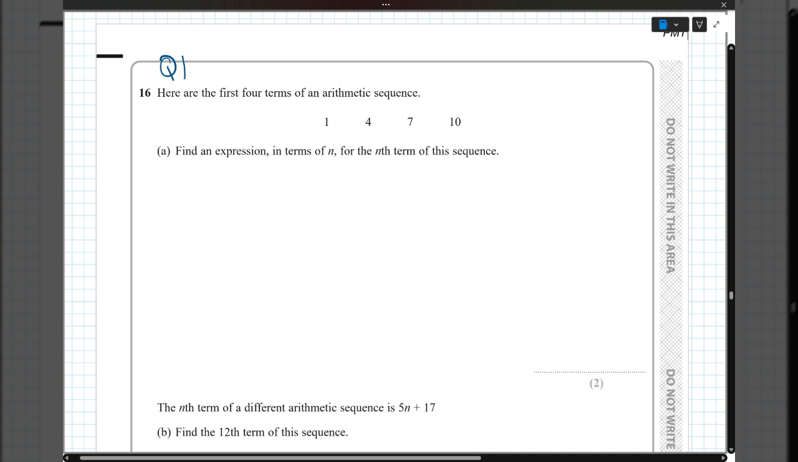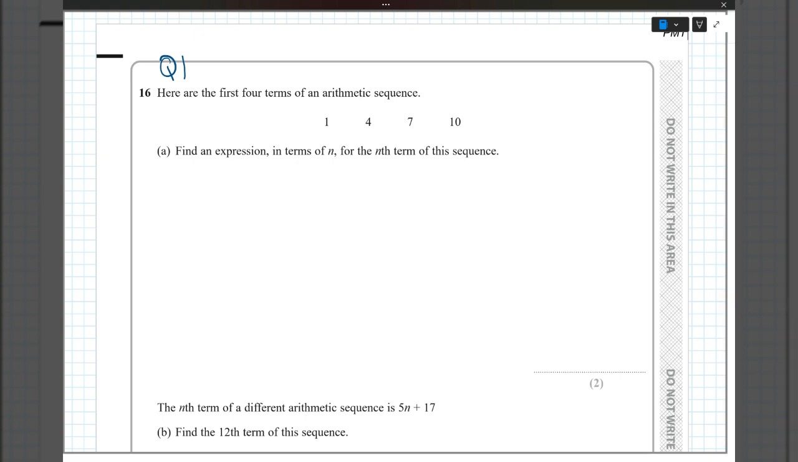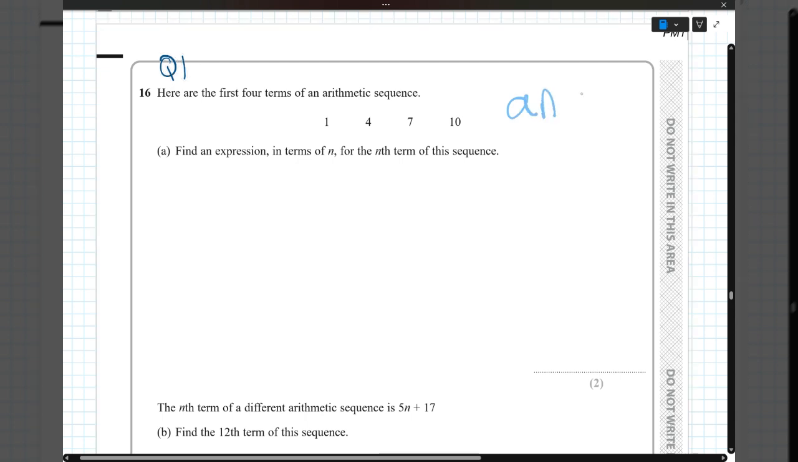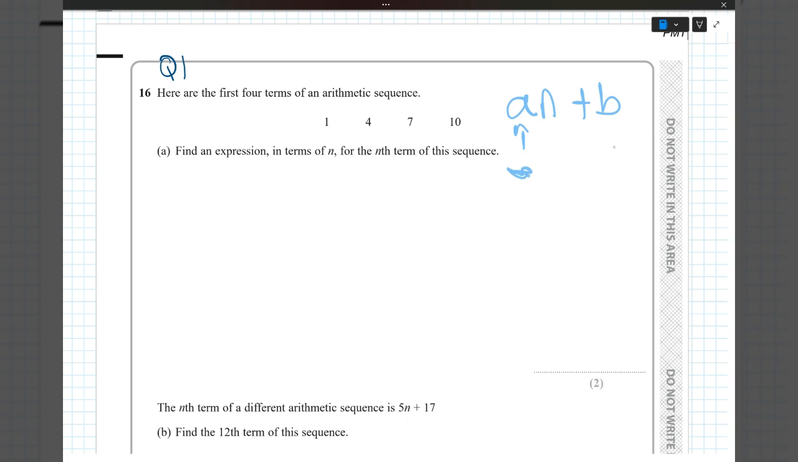So here are the first 4 terms of an arithmetic sequence. Find an expression in terms of n for the nth term of this sequence. So these are always in the format of an plus b, where the a is what the sequence is increasing in, and b is what I call the 0 term. Okay, so let's write term there.